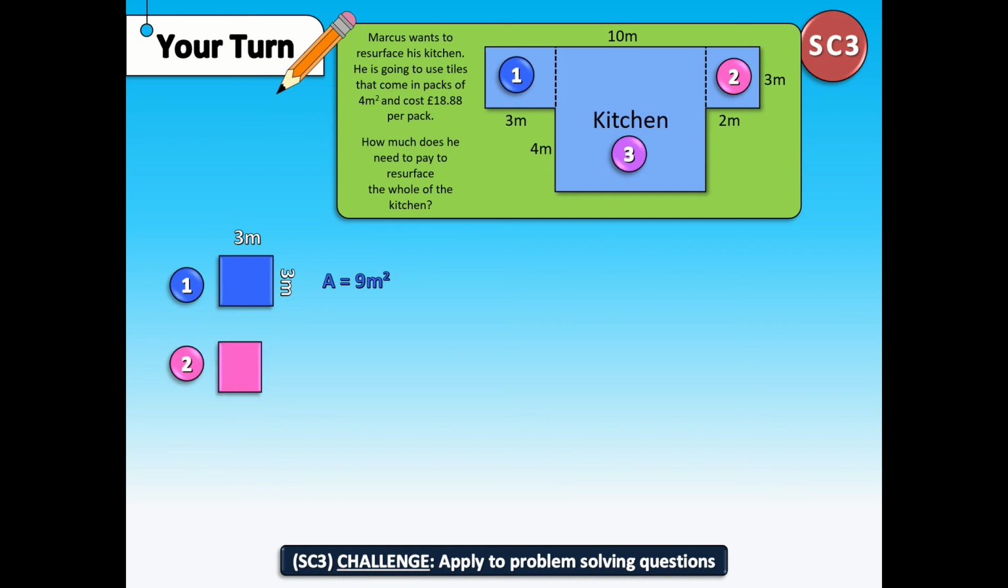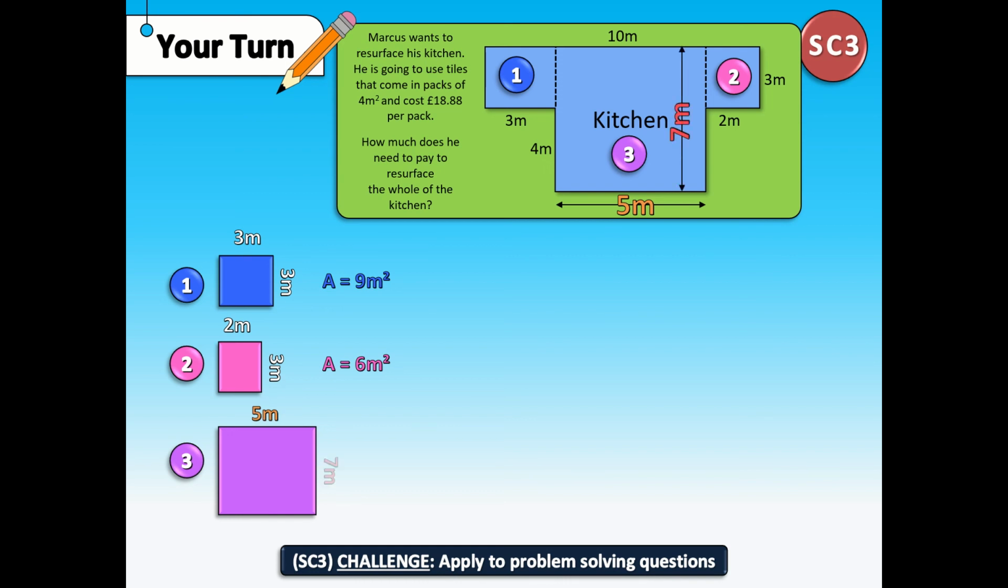The second rectangle is 2 meters by 3 meters. So that's an area of 6 meters squared. And the third rectangle is 5 meters by 7 meters. So that's an area of 35 meters squared. So the total area of the kitchen is 50 square meters.